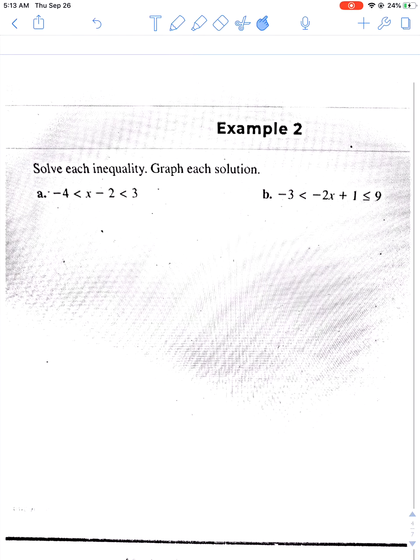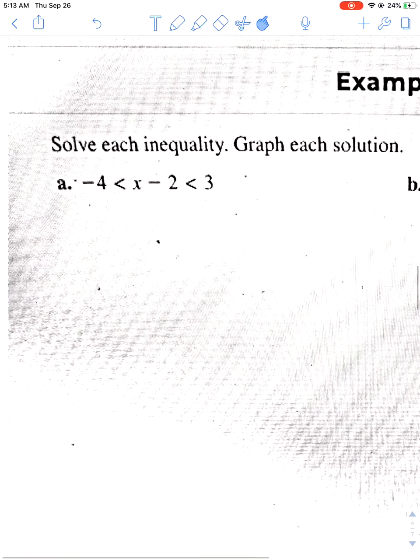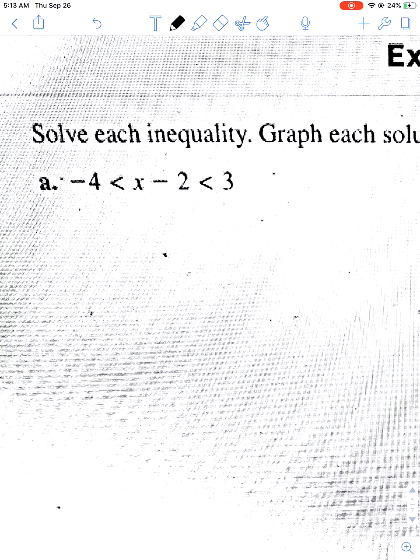Now, when we're solving these, we want to get x by itself. So if I look here, to get x by itself, I need to add 2. If you remember from Algebra 1, which is this class, so I hope you remember, whatever I do to one side, I've got to do to the other. But what's interesting here is I've got two sides, so I've got to do it over here and over here.